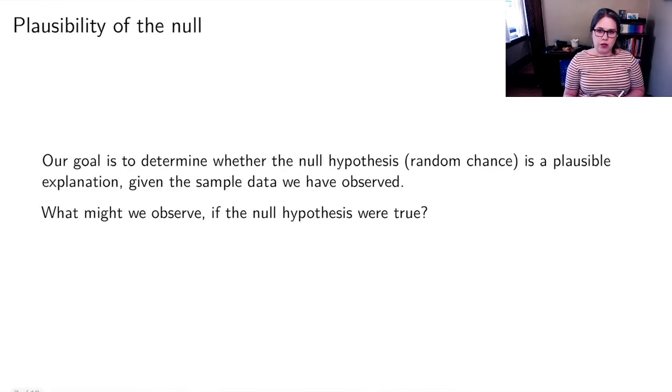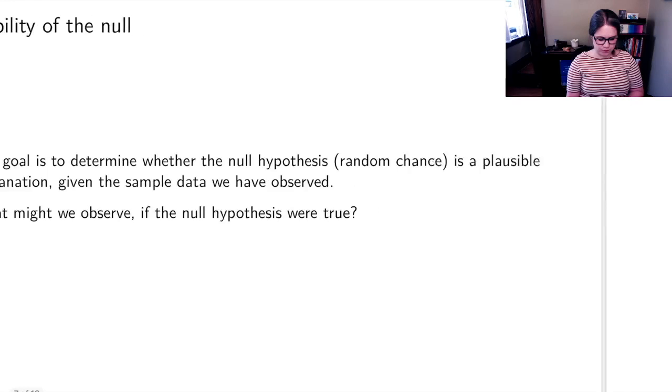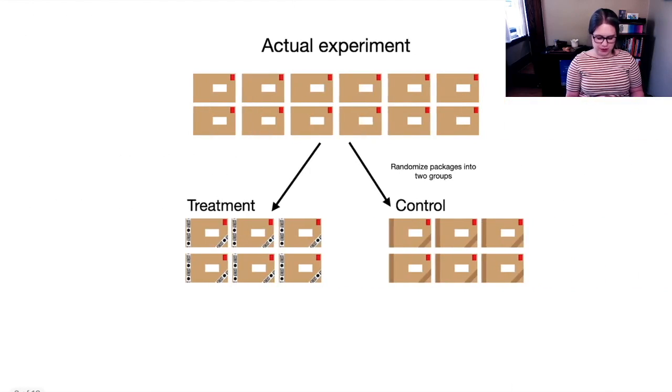And our goal is to determine whether the null hypothesis is a plausible explanation given the sample data that we observed. So what we want to see is what sorts of statistics could we get if the null hypothesis were true. And one way to do this is to think about how the actual experiment was run.